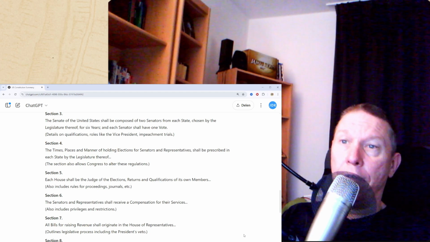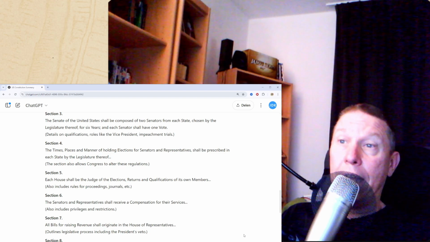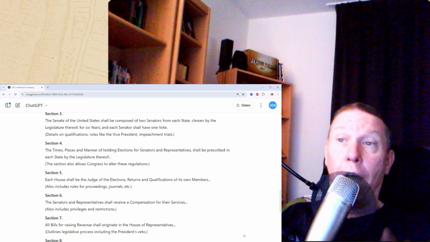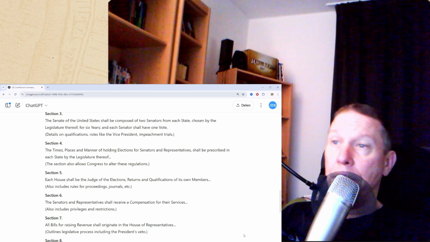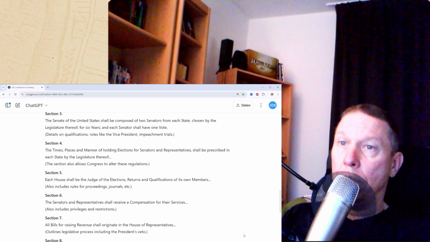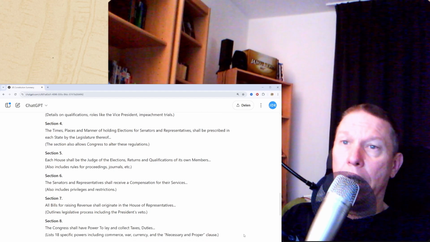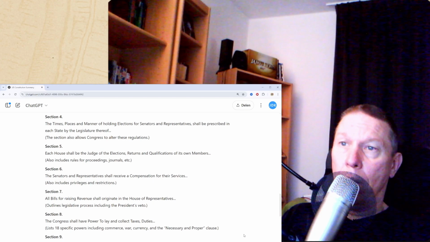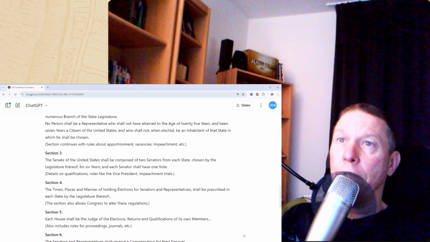Section 8. The Congress shall have power to lay and collect taxes, duties, and it lists 18 specific powers, including commerce, I would say commerce, war, currency, and the necessary and proper clause. Section 9. Limits on Congress, for example, no suspension of habeas corpus except in rebellion, no ex post facto laws. And Section 10. Limits on the states: no treaties, no coining money, no duties without Congress. But this is, again, not the full text.